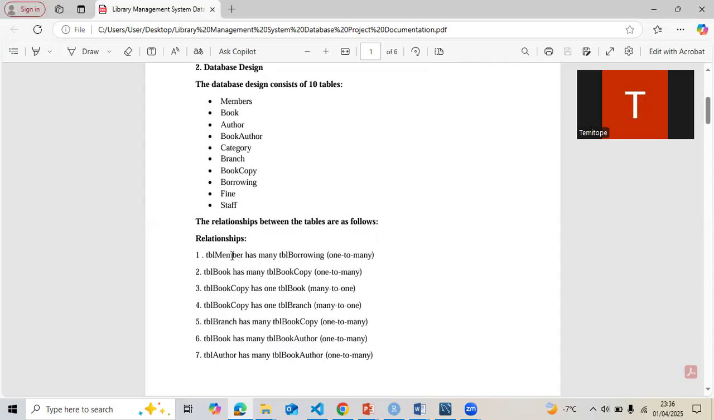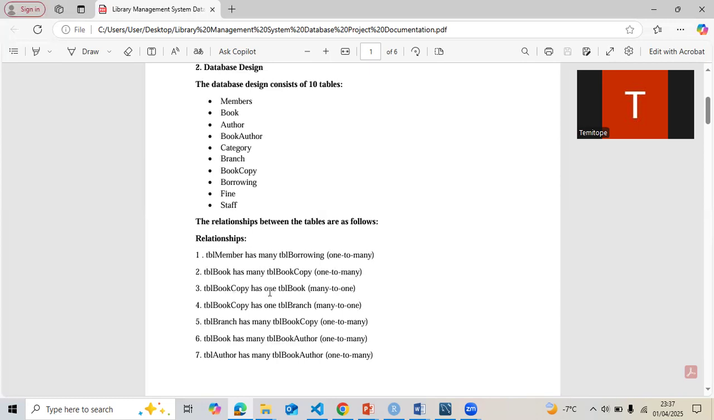The member table and the borrowing table have a one-to-many relationship. Of course, a particular member will come and borrow, so he can borrow as many books as possible. So the member table to borrowing table is a one-to-many relationship. The book table to book copy table has a one-to-many relationship as well, because a book can have several copies. If a book is published by Temitope Ibrahim, I can have so many copies in different libraries. So that is a one-to-many relationship.